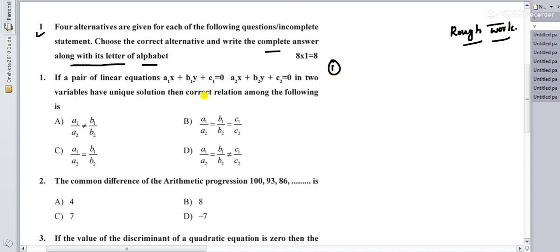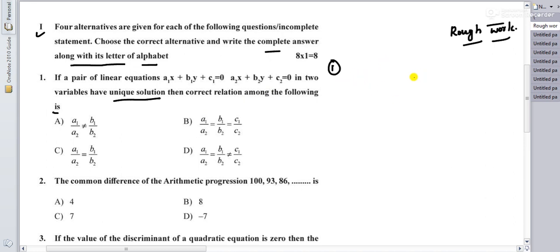Okay, first question. The question is, if a pair of linear equations a1x plus b1y plus c1 equals 0, a2x plus b2y plus c2 equals 0 in two variables have a unique solution, then the correct relation among the following is dash. So this is a question from linear equations, right? So just remember one trick.